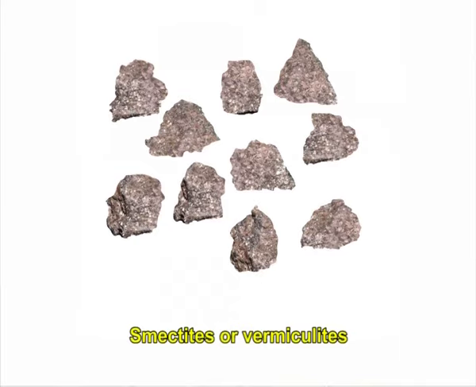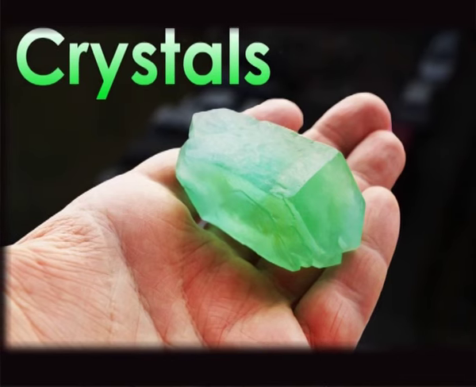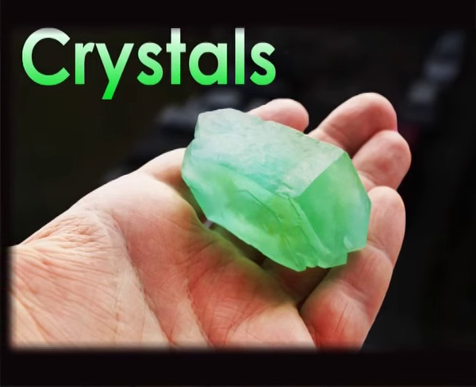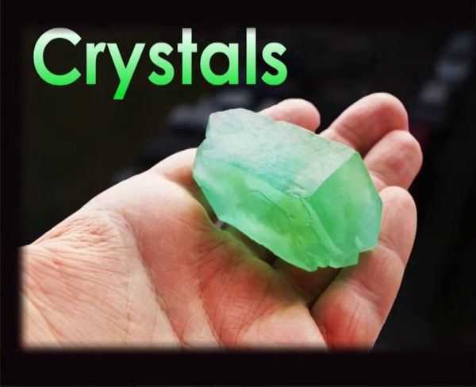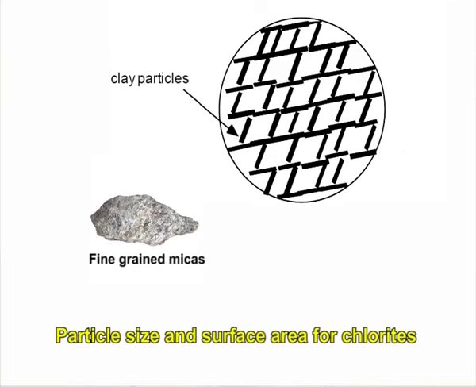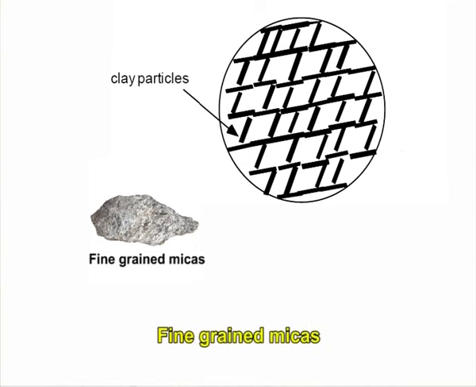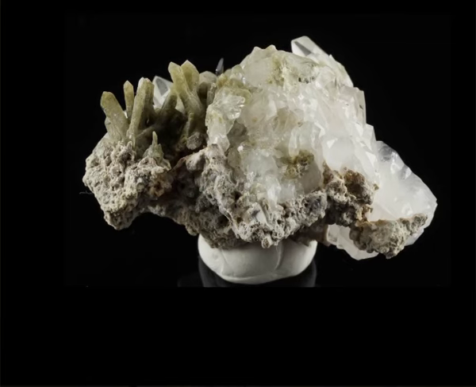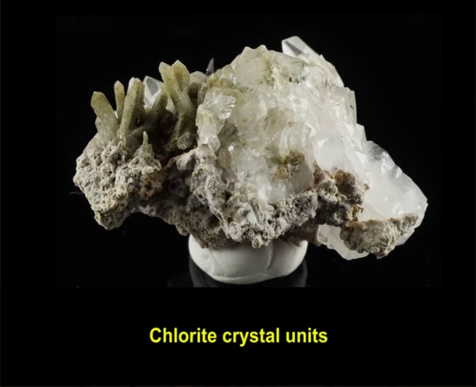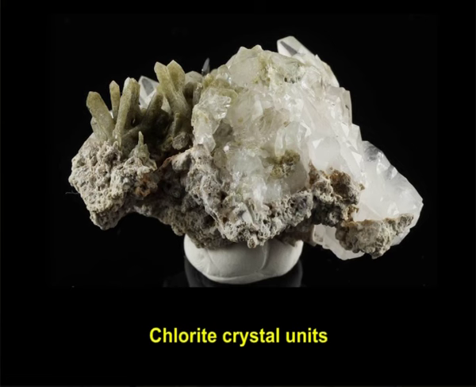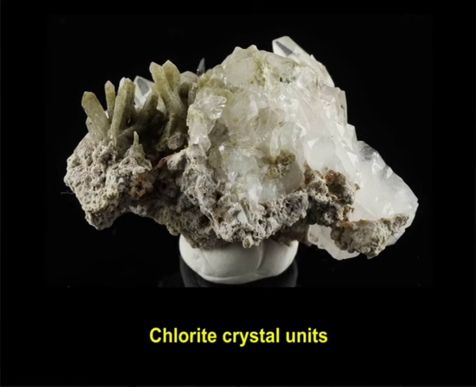Like fine micas, chlorites may be interstratified with vermiculites or smectites in a single crystal. Particle size and surface area for chlorites are also about the same as for fine grained micas. There is no water adsorption between the chlorite crystal units, which accounts for the non-expanding nature of this mineral.